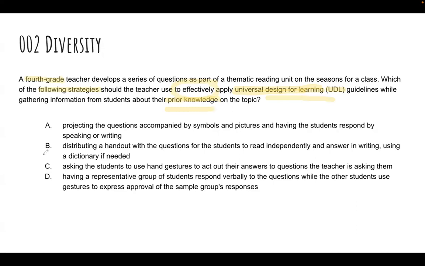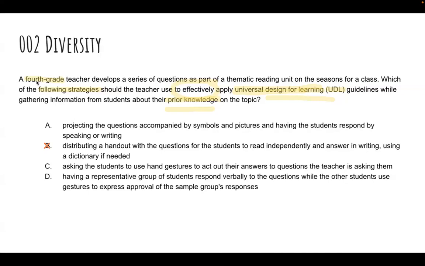Now, let us not automatically say this is the right answer. Let us use process of elimination on the ones we can bet ourselves are not the right answer because they're not addressing the UDL. They would not be the most effective example of UDL in order to gather information. Letter B. Why would B be wrong? I would bet myself B is not the best. Distributing handouts with questions for students to read independently, answer in writing, use the dictionary if needed.